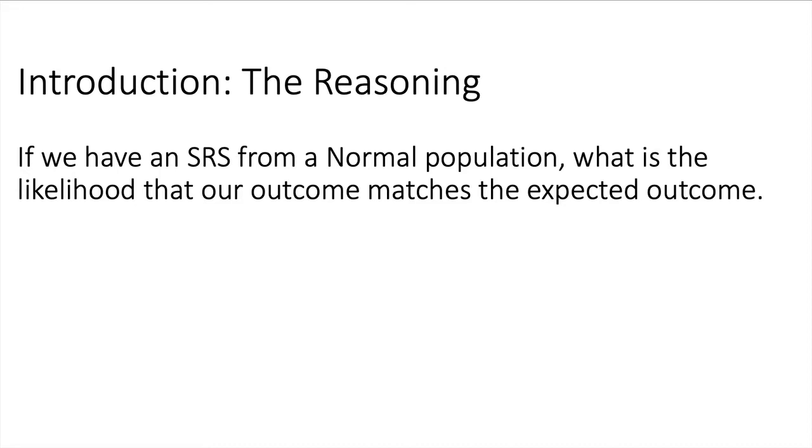So to nail this idea down a little bit more, when we look at our sampling distributions, which are normal, and we have a simple random sample, we'd like to know the likelihood that our outcome actually matches the expected outcome. In other words, back to the basketball example, if I say that I make 75% of my free throws, after I do 20 free throws and make 7 of them, what's the likelihood that I make 7 out of 20 if the claim is that I actually make 75%? Is that unlikely, or is it still plausible?